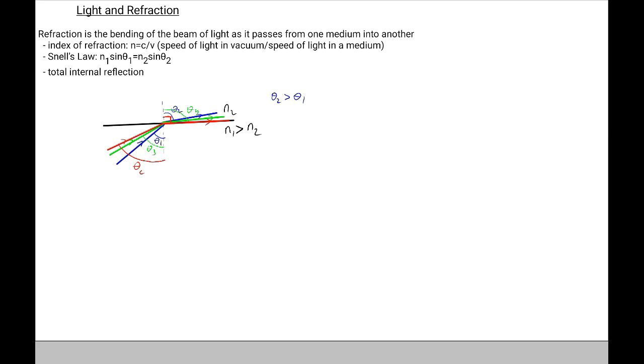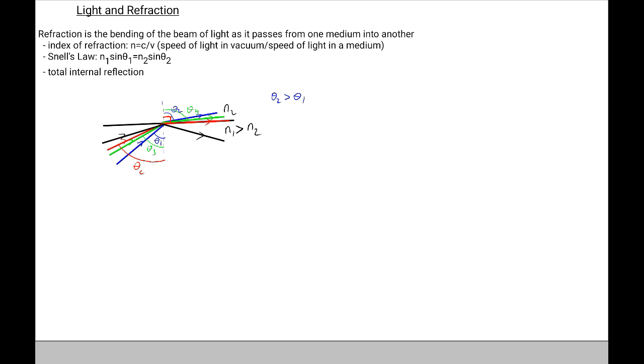If I get another beam that's even, I should change the color. So if I get an angle that's higher than the critical angle, that beam will be totally internally reflected. So here is the incident and here is the reflected beam.